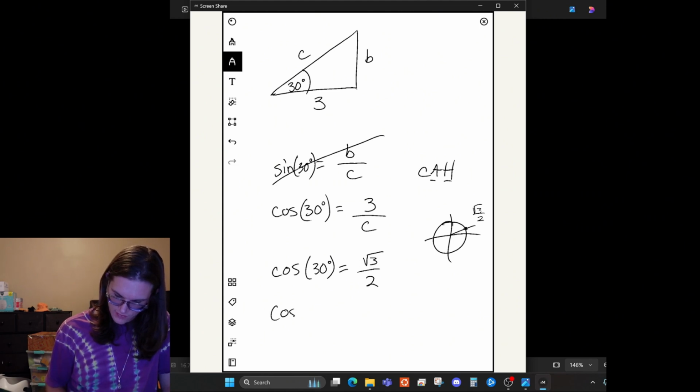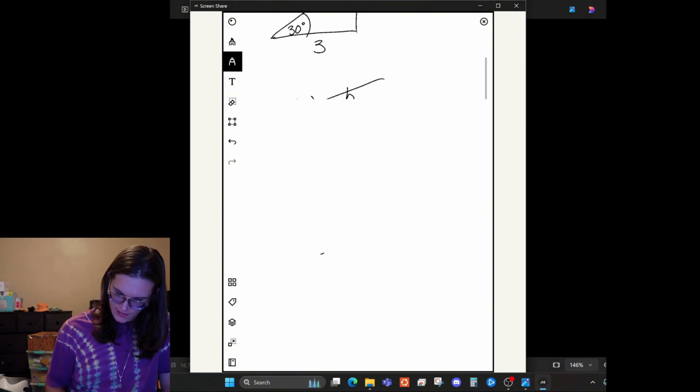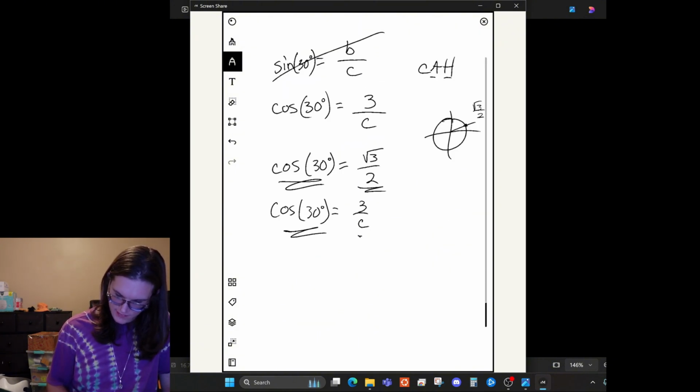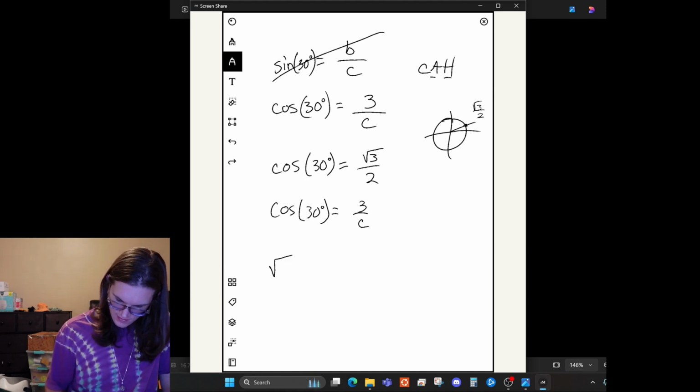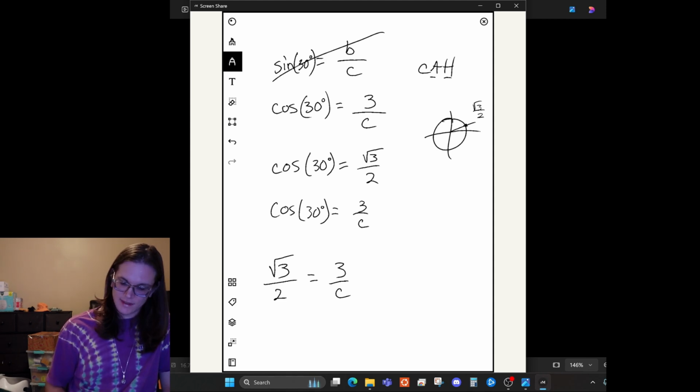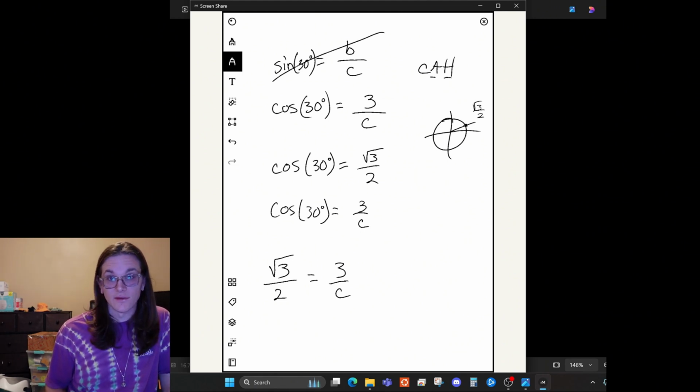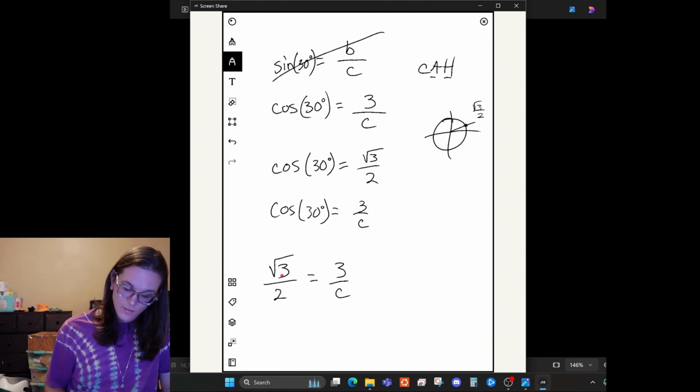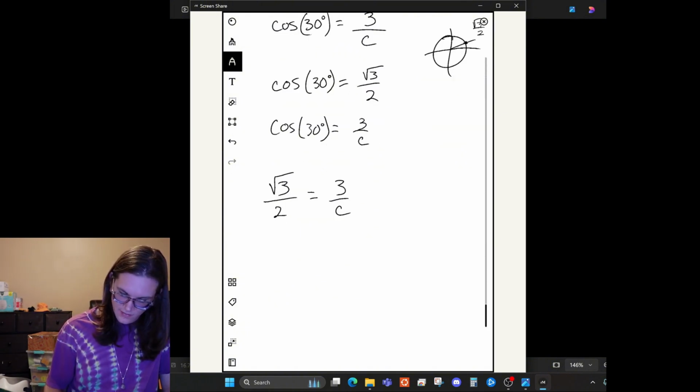And then I also say that this is true. So if I know that this equals this and this equals this, then we know that this equals this, right? Because if cosine of 30 degrees is equal to root 3 over 2, and cosine of 30 degrees is equal to 3 over c, then root 3 over 2 is equal to 3 over c. So now we do algebra time.